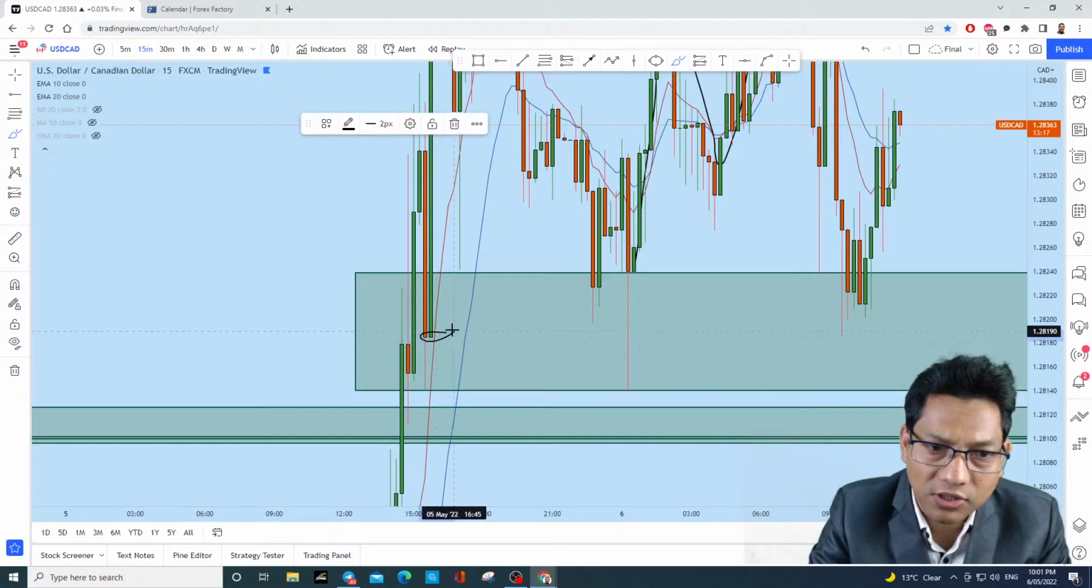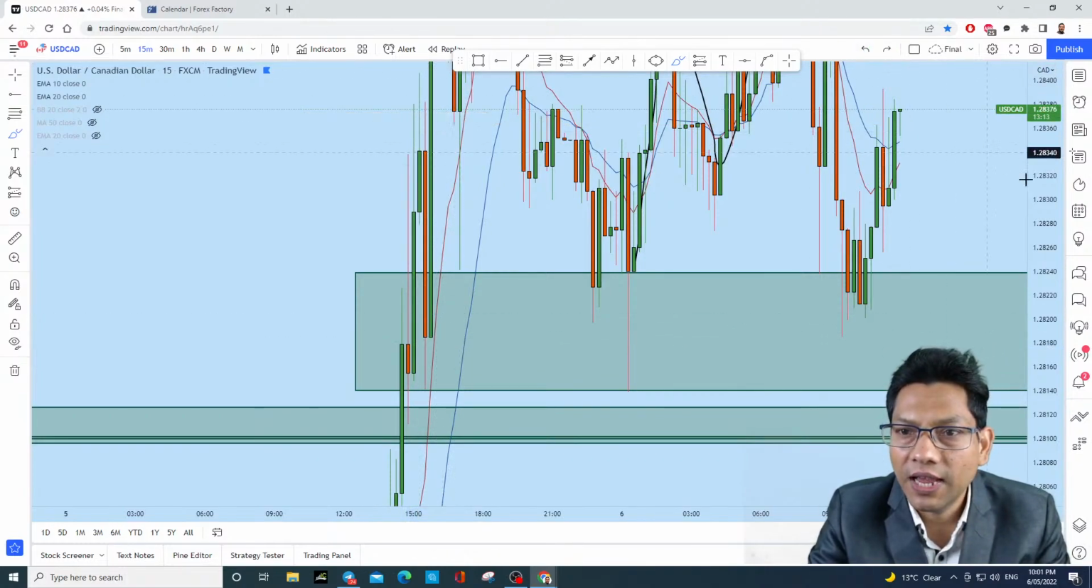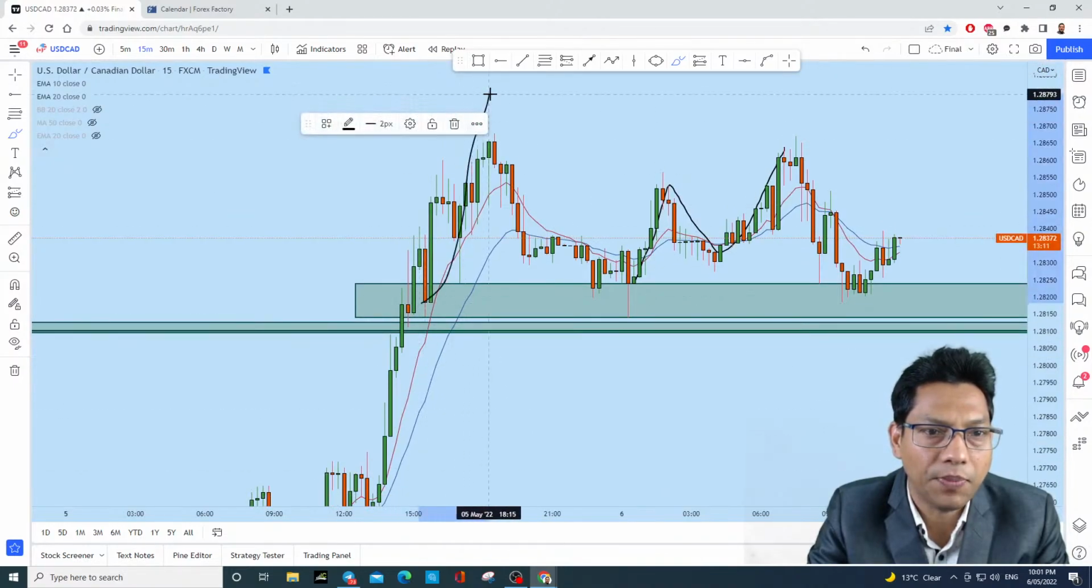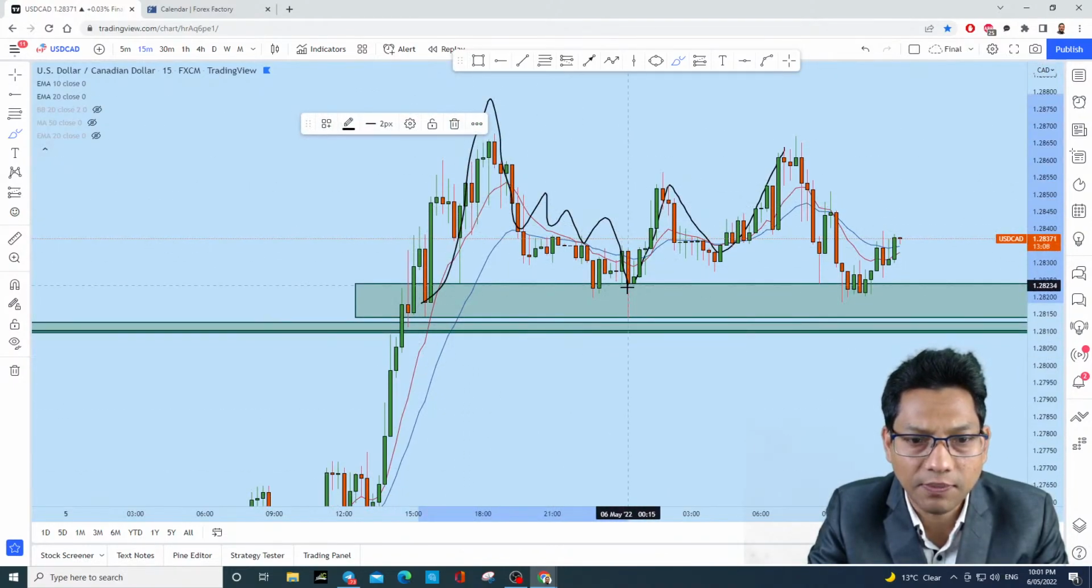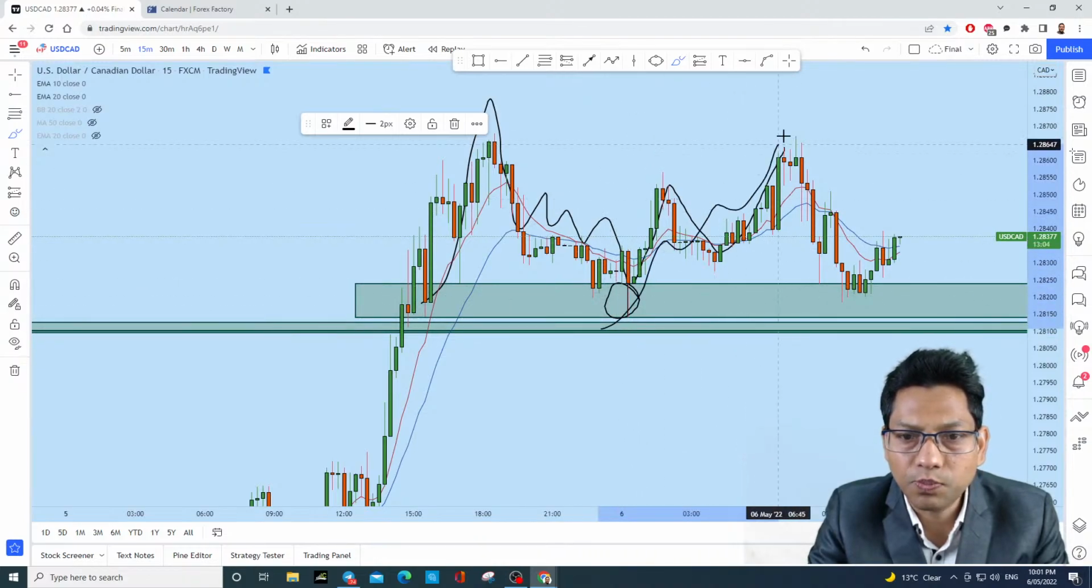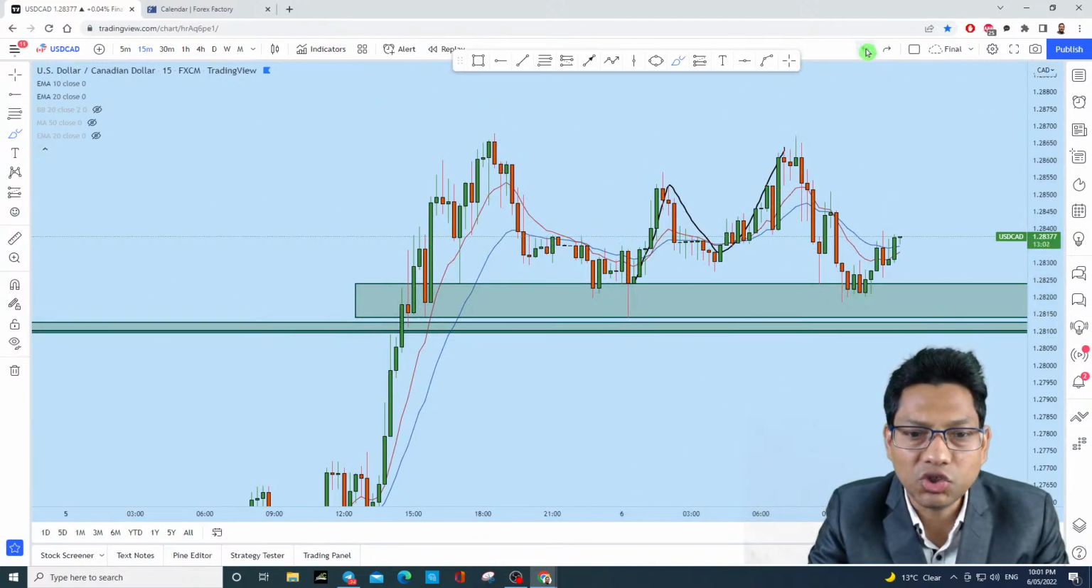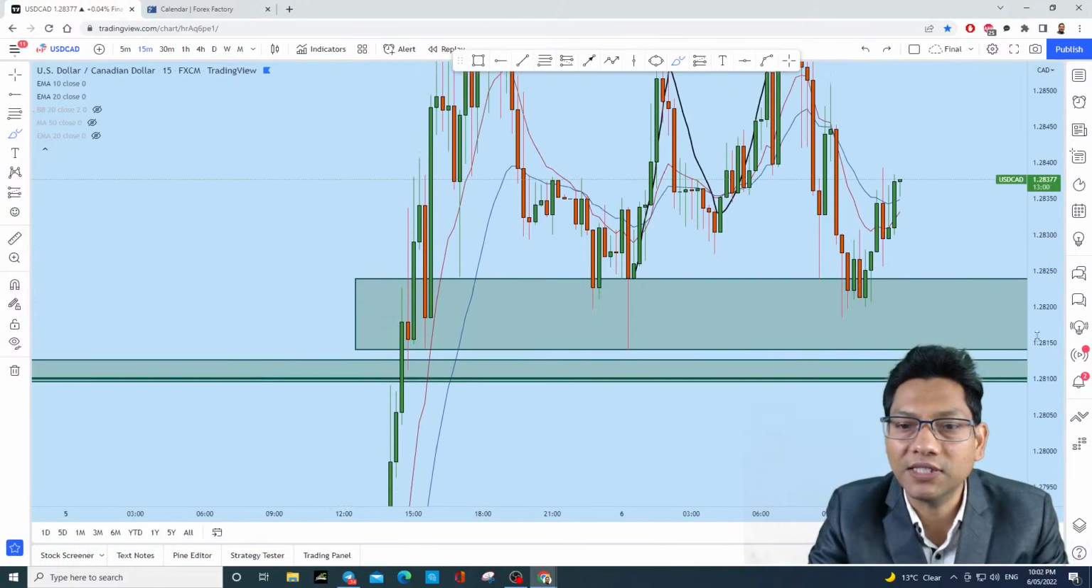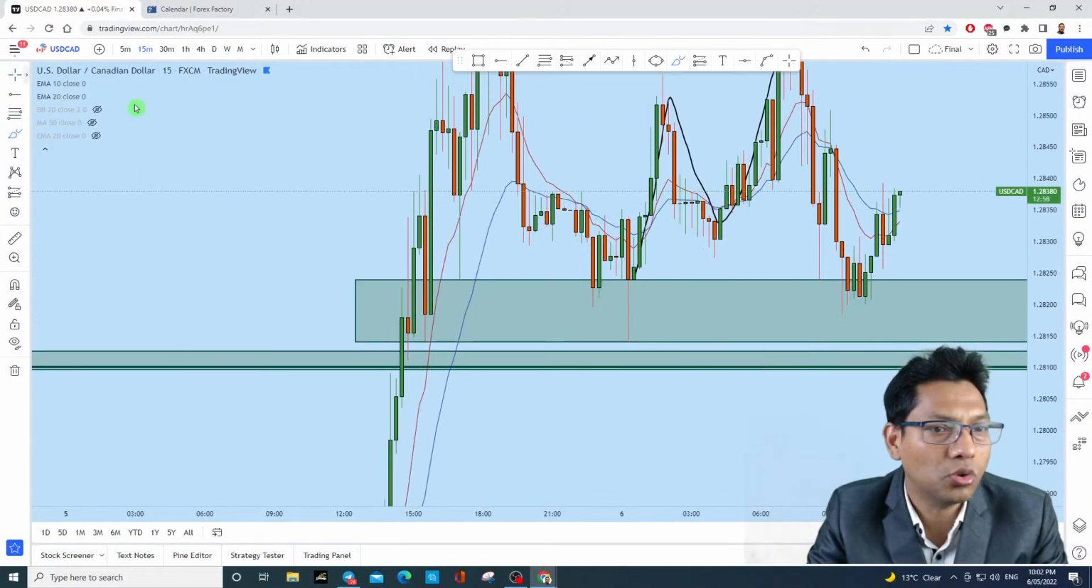Always look at the past, look at the left. Okay, there is a wickless candle on 15 minutes, and from this same level there is a big move to the upside. The price came to the same zone, you see, created this long wick candle, and then the price pushed to the upside. So this strategy, you can say, is the support and resistance, supply and demand zone strategy.